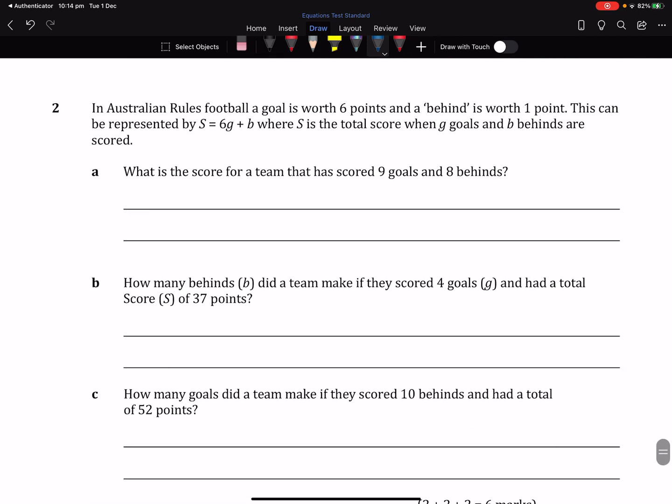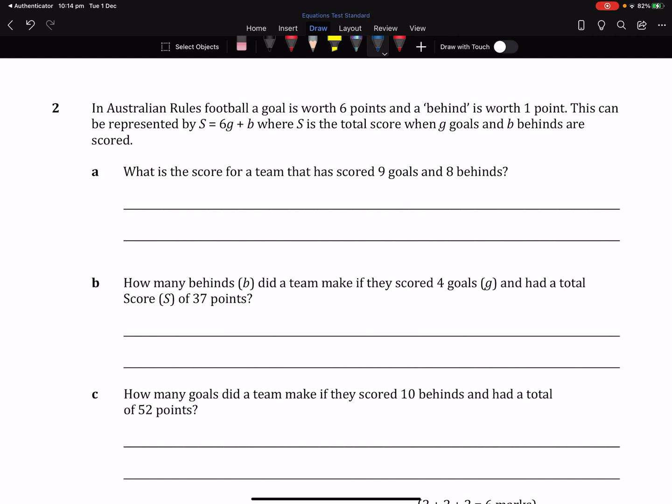All right, last part here. In Australian rules football, the goal is worth 6 points and a behind is worth 1 point. This can be represented as S equals 6G plus B, where S is the total score that we get, G is the number of goals we get, and that's multiplied by 6 because there's 6 points for every goal, and B are the behinds. Just B by itself because they're only worth 1 point. So what is the score for a team that has scored 9 goals and 8 behinds?